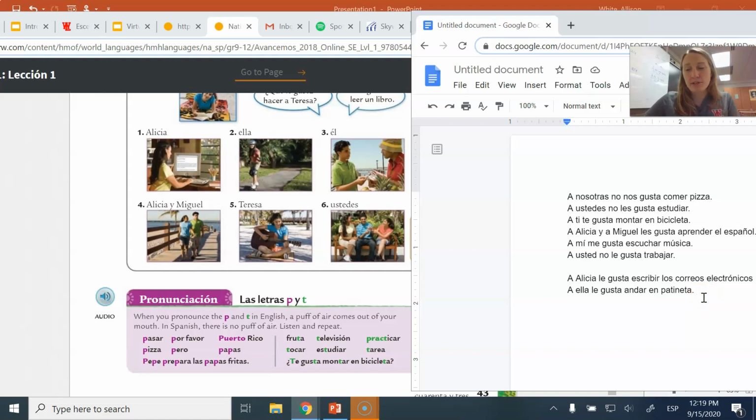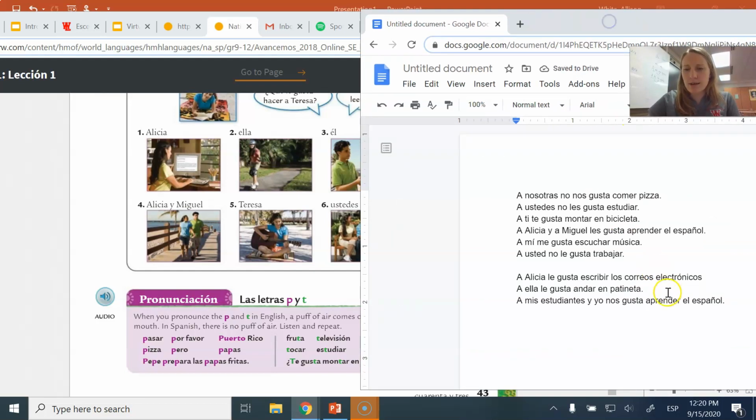Actually, one more thing that's important. What if I said a mis estudiantes y yo? What am I going to use for that? Y yo means and I. What do you think? Look in your books. What do you think I would say? You can pause this, because I'm about to give the answer. It's a mis estudiantes y yo nos gusta, because it's we, right? It's nosotros, it's we. I and my students nos gusta aprender el español. It's going off screen. Aprender el español.